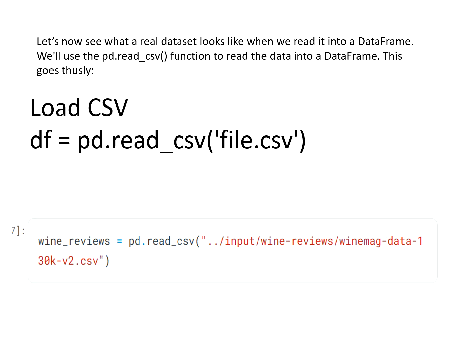We will use the pd.read_csv() function to read the data into a data frame. This goes like this. How do we load a CSV? data frame equals pd.read_csv, then the name of the file has to be inside the parentheses and single quotes. So let's say we have a data frame named wine_reviews. This is the name of our data frame. It equals pd.read_csv, and this is the name of our CSV.